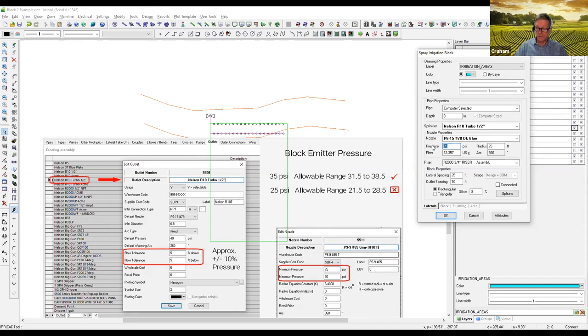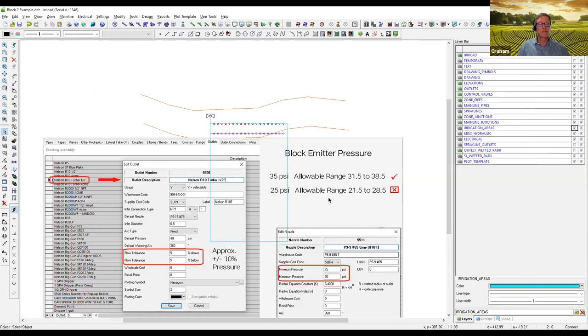But if I set this block to run at 25 PSI, it's not going to work too well because that's right at the bottom of our minimum. So IRRICAD will know it can't go below that. It will go 10% above that, but it won't go 10% below. So allowable variation becomes 25 PSI to 28.5 PSI, and it's going to be difficult to get a solution. So one thing to keep in mind is to make sure that you set a pressure in the block parameters where your plus or minus have some room within this nozzle range. And the same applies to drip tape.